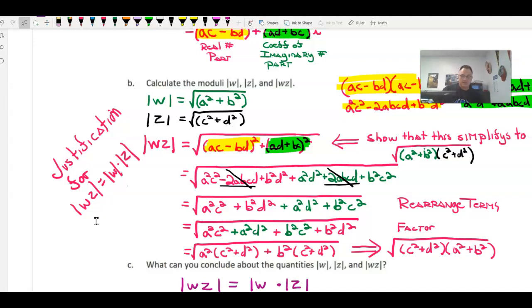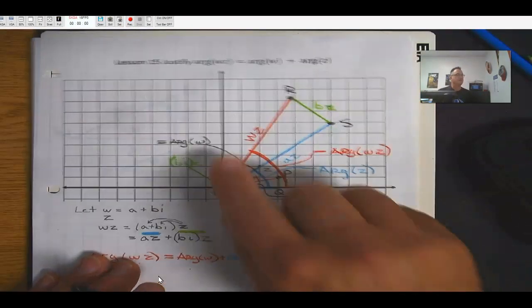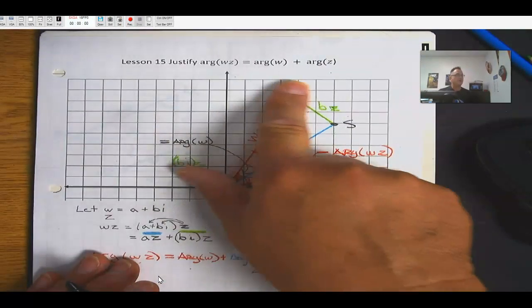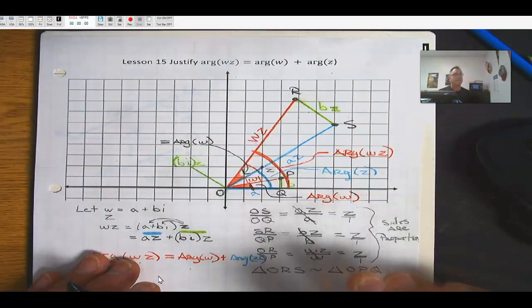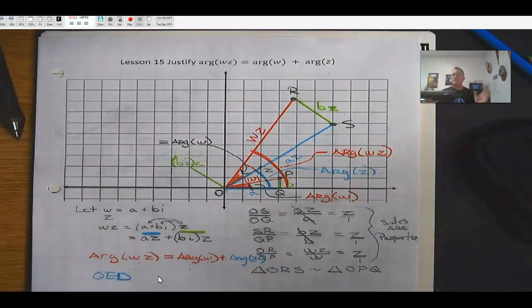Okay, and the justification for the argument part of it is what we just did. That's the justification for the argument part of that rule. So you've proven both things to always be true.